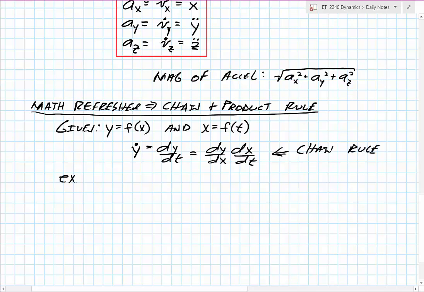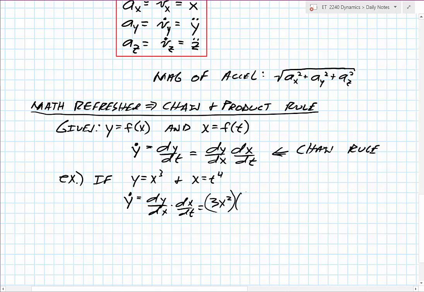So let's look at an example. Let's say, for example, I had y is equal to x cubed and x is equal to t to the fourth, and I wanted to find my y dot. Like I said, that's equal to dy dx times dx dt. So if I look at my dy dx, that's just 3x squared. And when you get to the dx dt, you're not actually taking the derivative of this t to the fourth. Instead, what you're leaving is an x dot, because I know by definition dx dt is x dot.